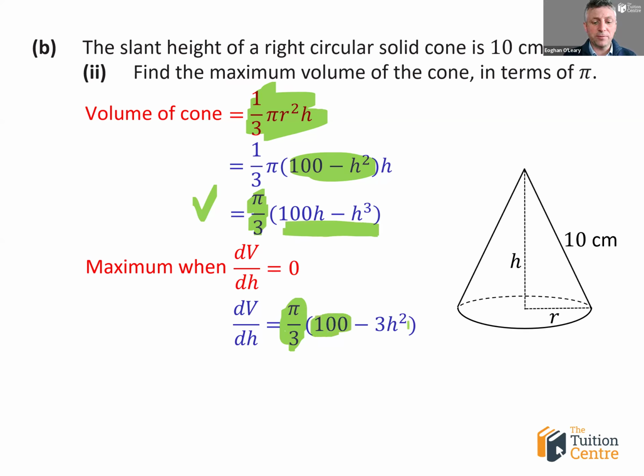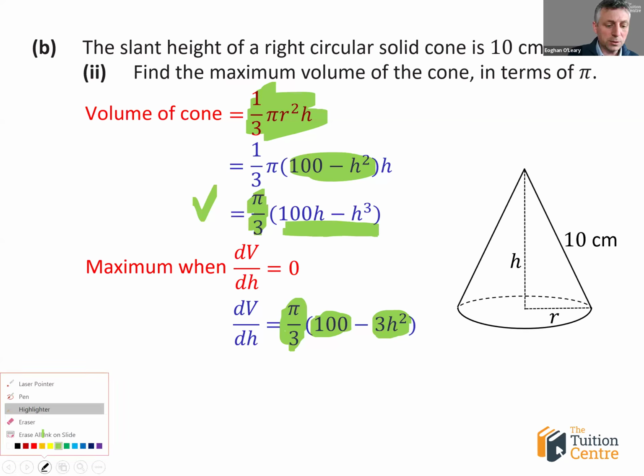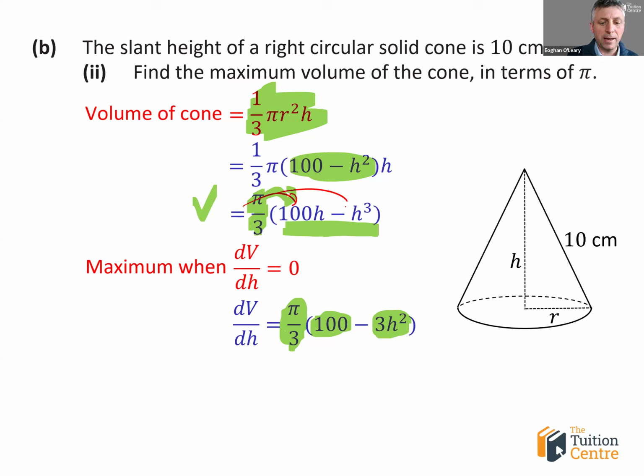And 100H will differentiate to be... let me try that again. 100H will differentiate to be 100. H cubed will differentiate to be 3H squared. So you can, if you prefer, multiply through the pi over 3 and then differentiate, but it will turn out to be the same. I can then say this is equal to 0, and divide both sides by the pi over 3.